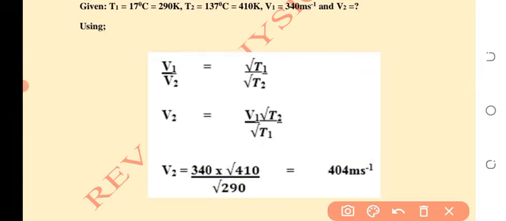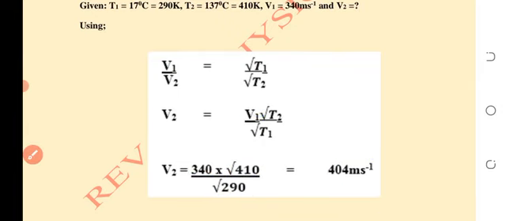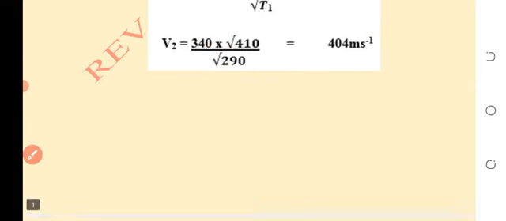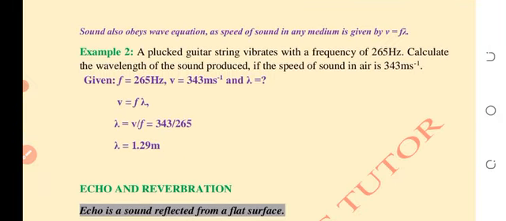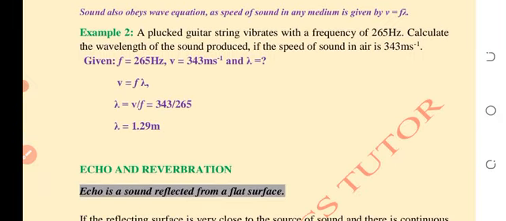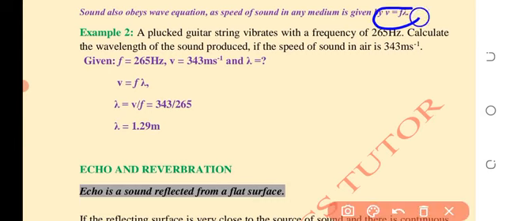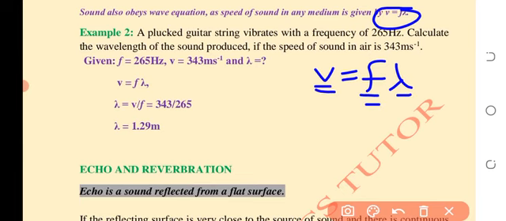Okay, let's proceed to the next part of this discussion. Now, like we've been saying about sound, sound is a longitudinal wave, which means sound will also obey the wave equation. Sound as a longitudinal wave obeys the wave equation, and I believe we can still remember this wave equation from our previous topic. V equals F lambda, where V represents the speed of sound in air, F represents the frequency, and lambda represents the wavelength. So we can as well use this one in solving problems.